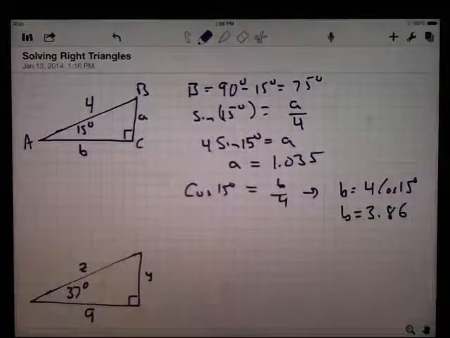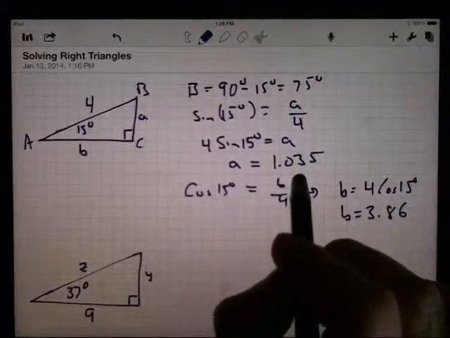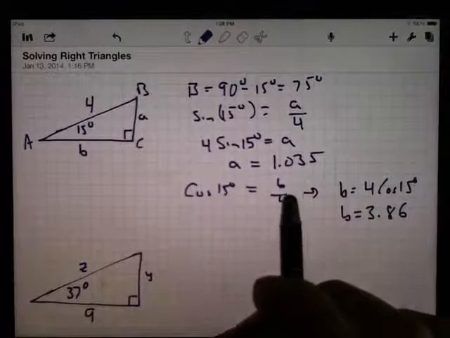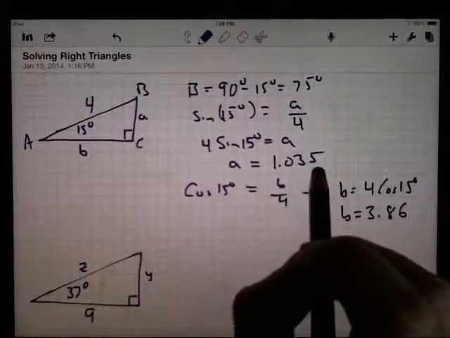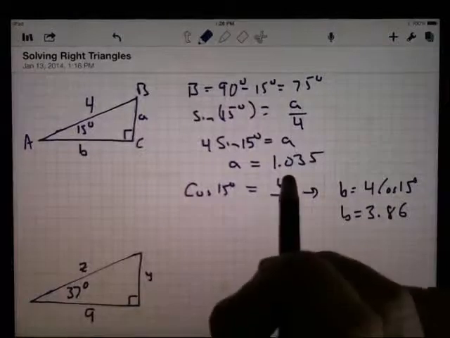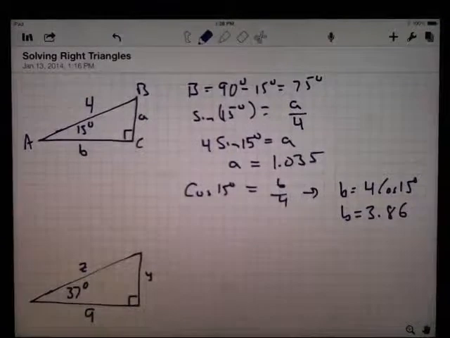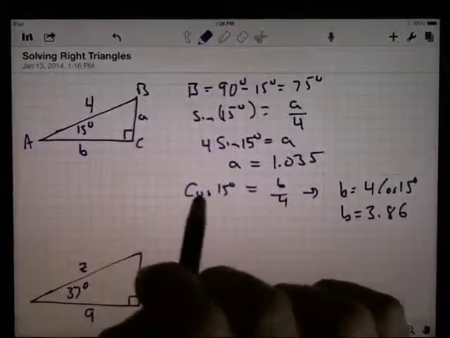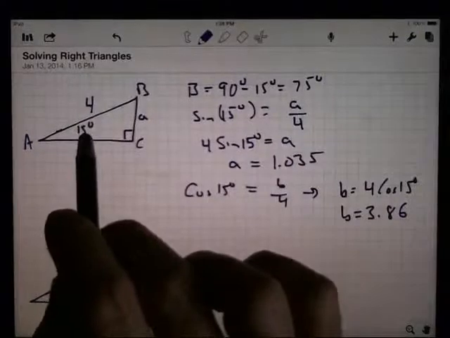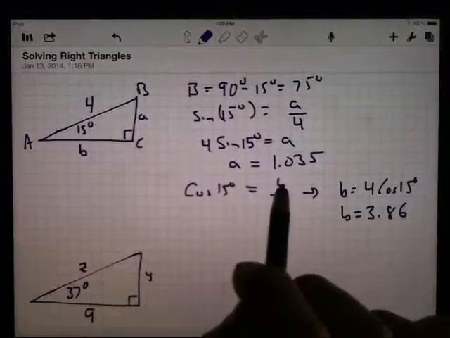Now, one of the reasons why I chose to do it this way and not use Pythagoras is because I did round on this solution. I did round it to 3 decimal places. If I then use that to calculate the other side, I'll be using a wrong answer to try to get the next one. When I come back to this point right here, the 4 was given, the 15 was given. The only thing I don't know in this equation is the one I'm looking for, B.